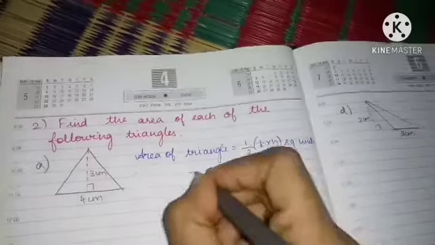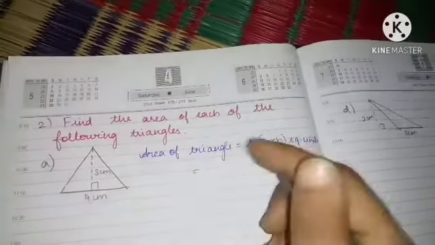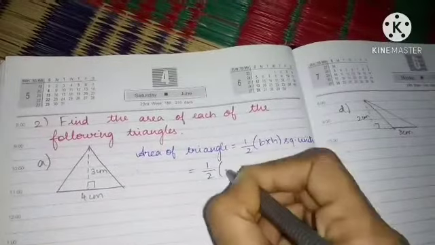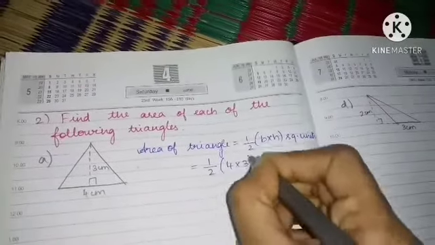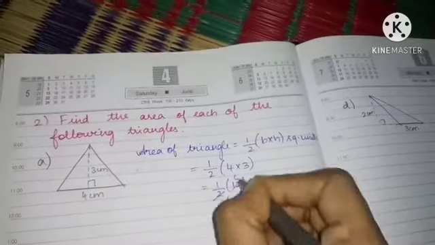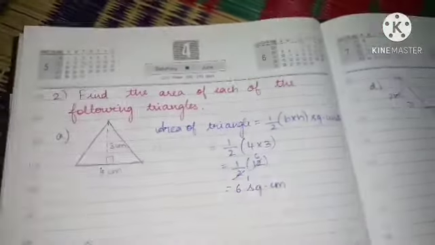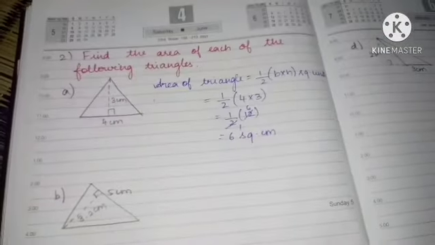What is the base in this diagram? 4 centimeter. Height 3 centimeter. So 1 by 2 into 4 into 3. 1 by 2 into 4 3s are 12. 2 1s are 2, 2 6s are 12. So 6 square centimeter is the area of the triangle.